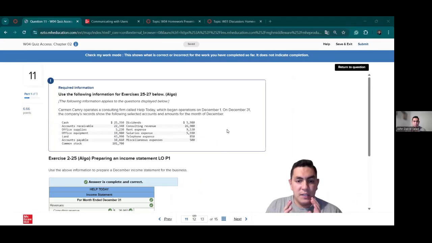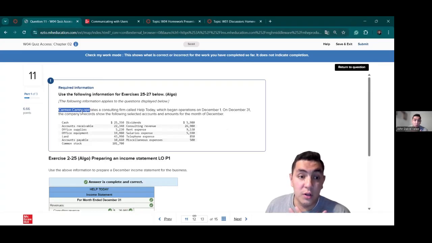So for this tutorial, we are going to work on exercises 11, 12, and 13, and we have the same information. Carmen Camry operates a consulting firm called Help Today, which began operation on December 1st. On December 31, the company records show the following selected accounts and amounts for the month of December.